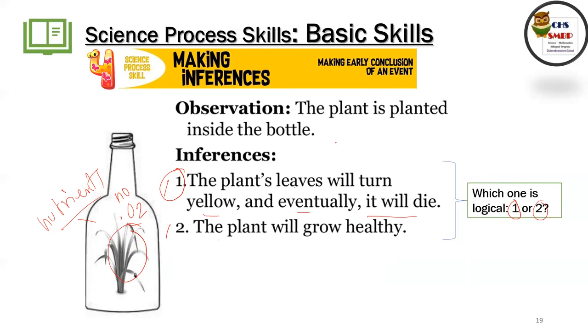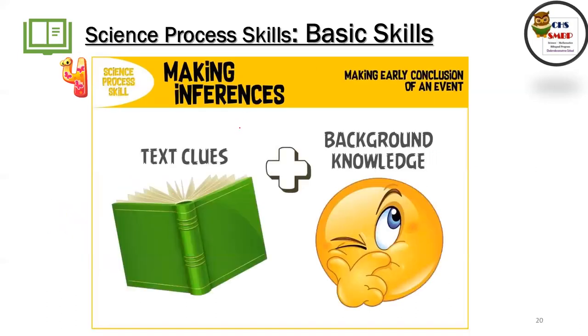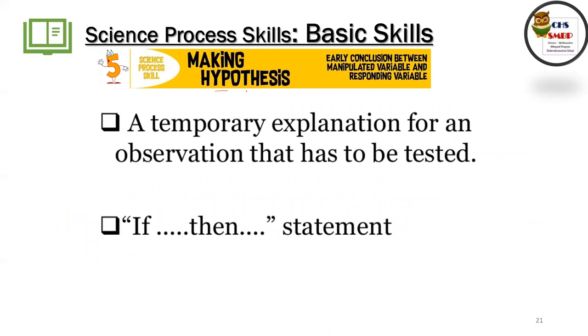You can make this kind of conclusion before doing an experiment, through inferences, right? So your experience, your knowledge says the plant's leaves will turn yellow and eventually it will die. And then you can do an experiment, and that experiment might show you the same results. And that's the way you can make inferences. So to make inferences, you have to read textbooks and you have to have background knowledge. So for that, you have to read.